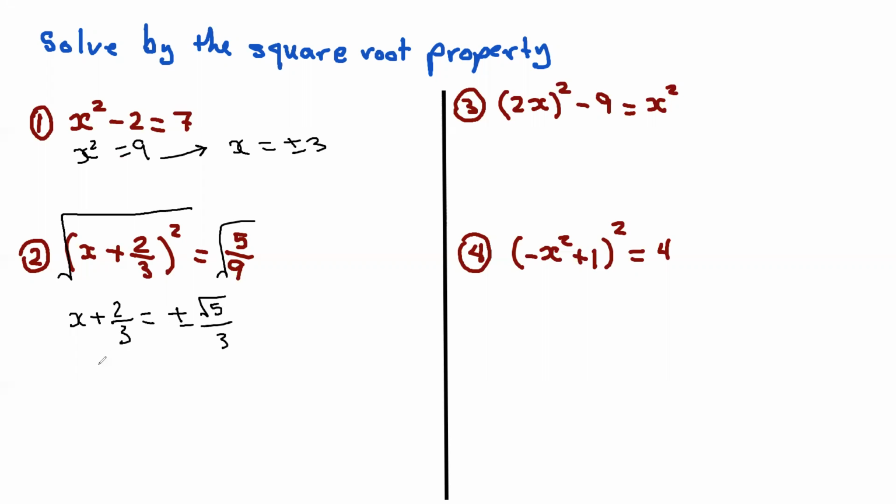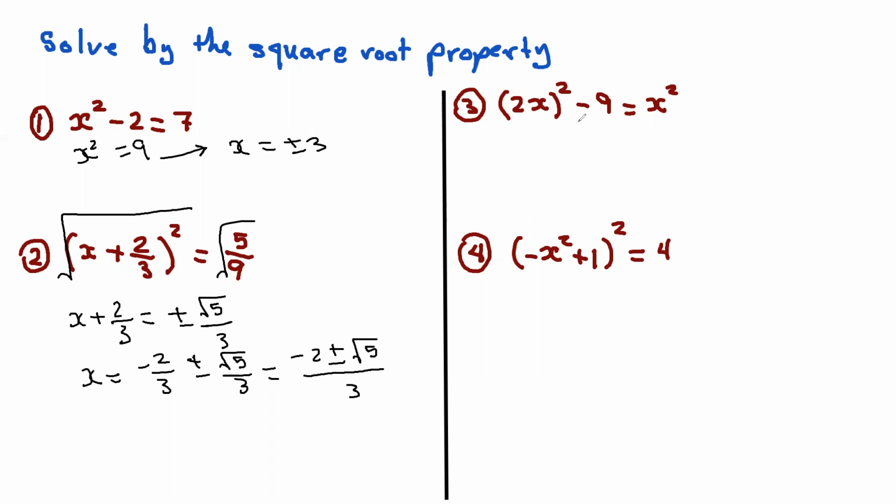Now move the 2/3 to the other side, and you'll end up with x equals -2/3. When you move to the other side, change the sign, plus or minus root 5 over 3. We'll leave it in exact values, and that will give us -2 plus or minus root 5 over 3.